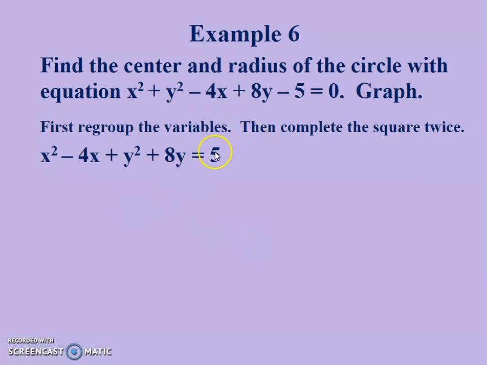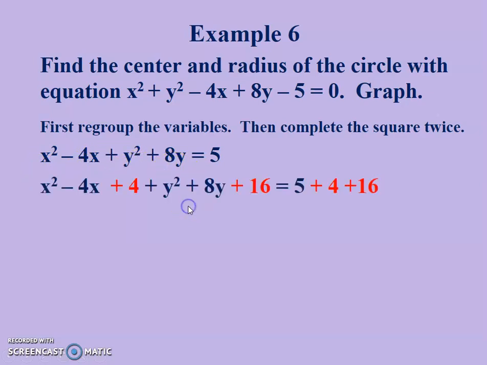So the first thing I'm going to do is move the 5 to the right-hand side to get it away from my two sets of variables. I'm going to reposition my 4x so that it's with my x squared, and I'm going to reposition my 8y so that it's with my y squared. Now I'm going to complete the square with the first pair, x squared minus 4x, and then I'll complete it again for my y squared plus 8y.